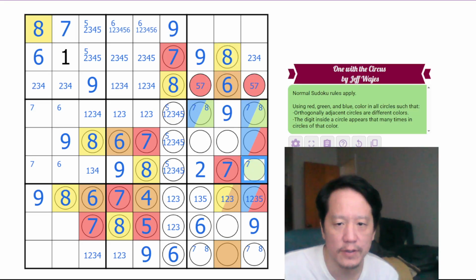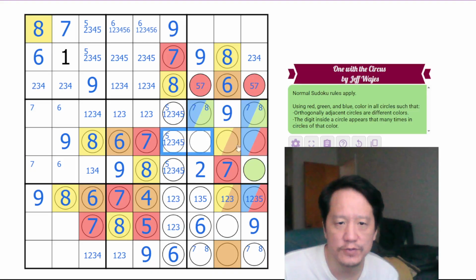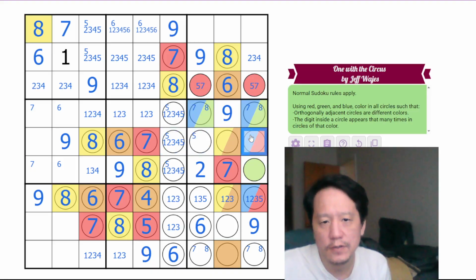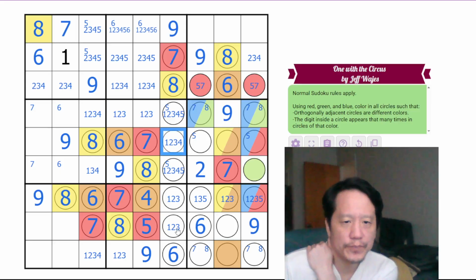7 cannot be here. So 5 cannot be red here, so this is yellow or orange. 5 is one of these two. Therefore, 5 cannot be here. This is 1 through 4.